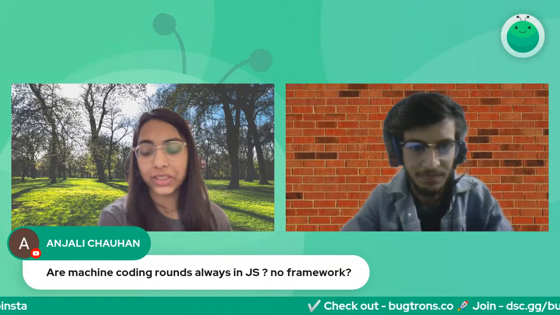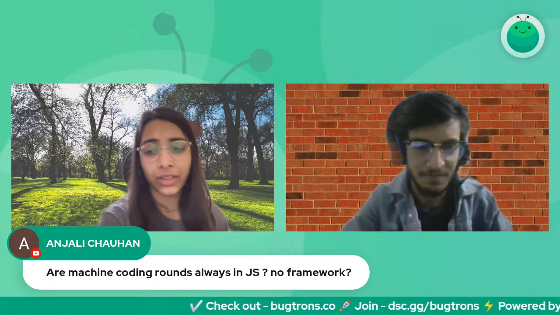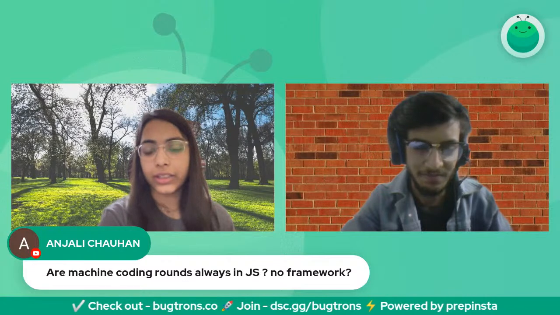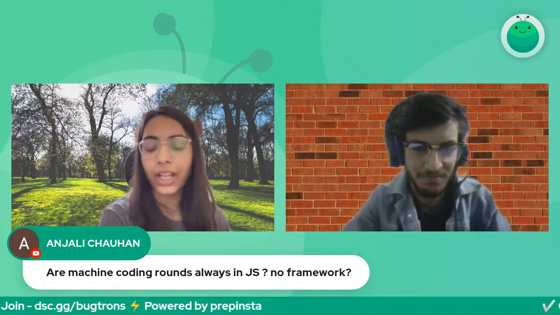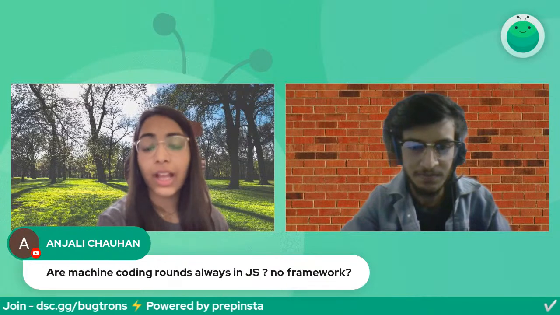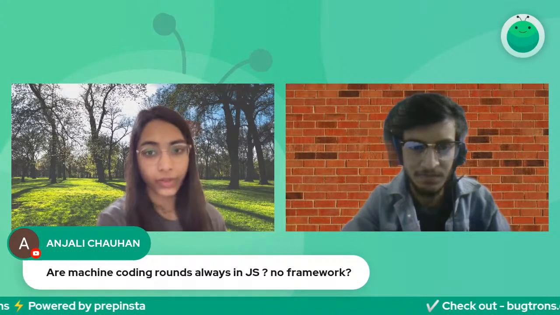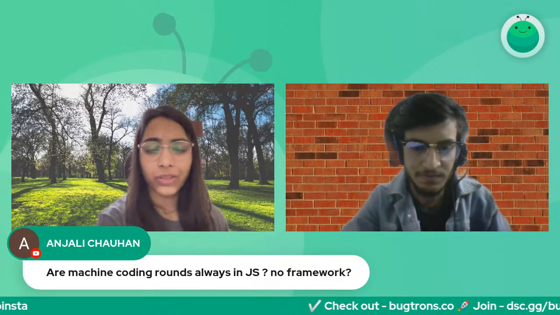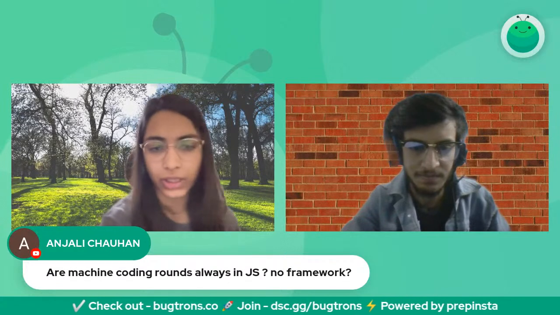JS rounds are generally text screening rounds, and machine coding rounds are generally in the framework in which the company is working. And some companies, if they want to see your skills, how you can manipulate the DOM, how you can call the API in JS and then show it on the web page, only then will they have rounds using JS. 90% they have in a framework only.